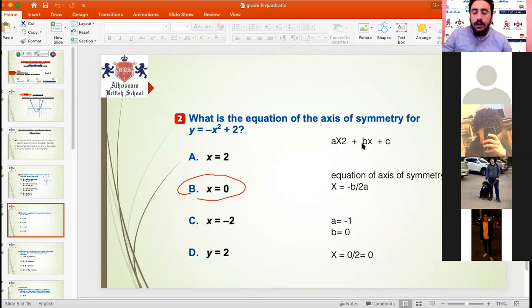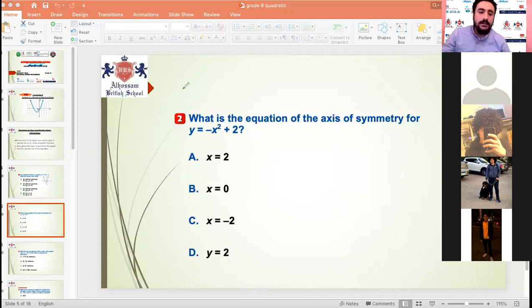B is the coefficient of 2, right? No. B is the coefficient of x, and there is no x here. This equation is negative x power 2 plus 2, so there is no x. That means b equals 0. So negative b over 2a is going to be 0, and that's why x equals 0 is the right answer. Thank you so much, Noor.